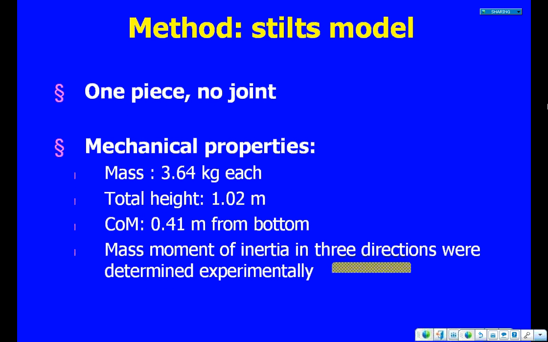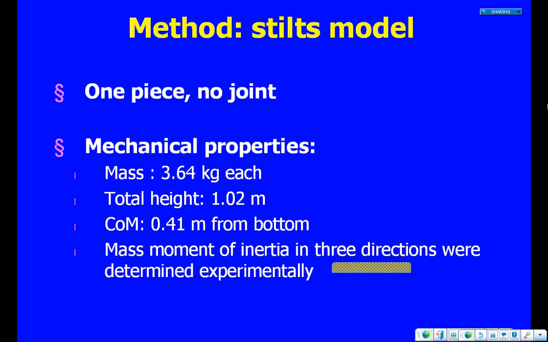So the key point here is to include stilts. Stilts are very simple. We consider it has only one piece, no joint. The mechanical properties of stilts can be determined. They have a mass of 3.6 kilograms for each piece, and a total height of about 1 meter. The center of mass is 0.4 meter from the bottom, from the ground, if the stilts are put straight.